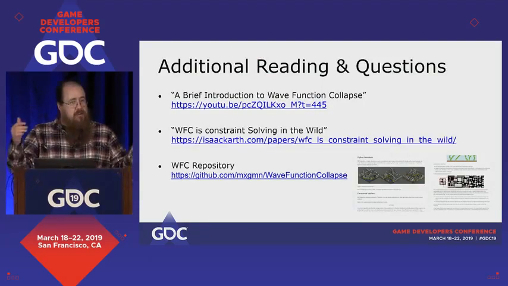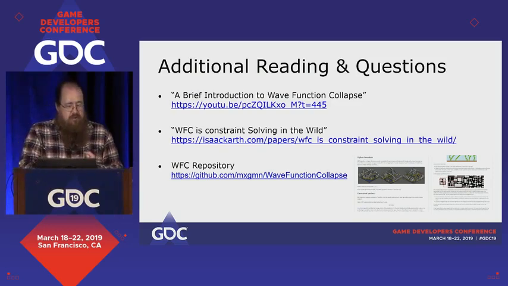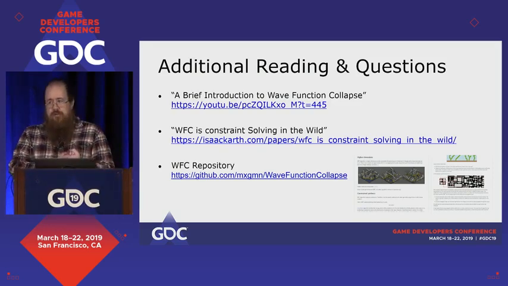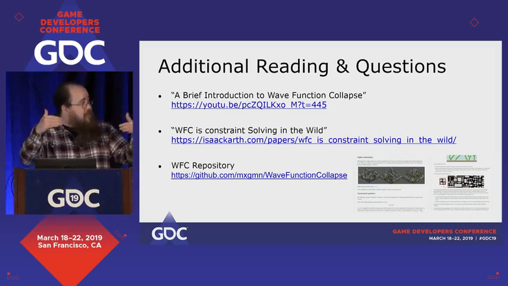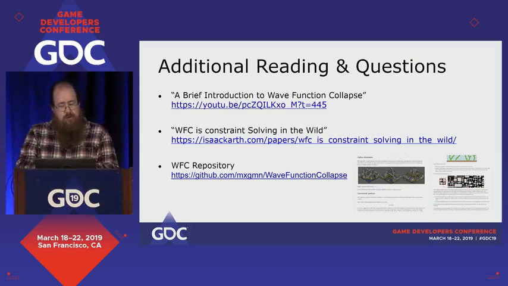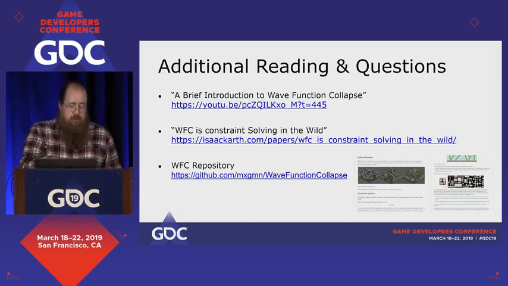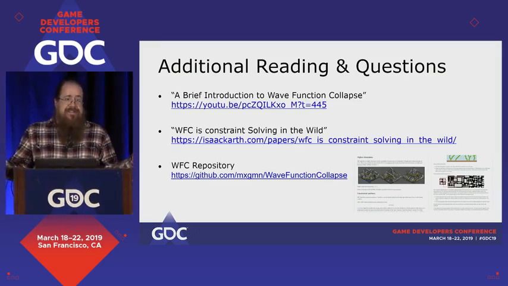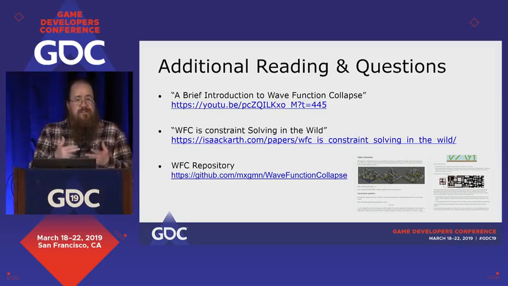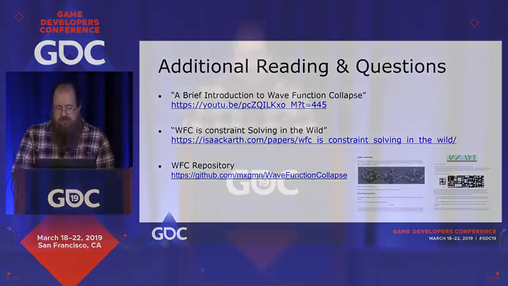Pretty simple. So there are some really good papers in the wild. Isaac Karth has written a good one called WFC is Constraint Solving in the Wild. If you want to go really deep down into how the algorithm works, you can go grab that. The repository is a really excellent resource. Unlike a lot of repositories, it's really excellently documented. It's got source code in 30 different languages, because as you can see, it's like a super easy technique and a super powerful one. And so it's very easy to plug into your project and go.